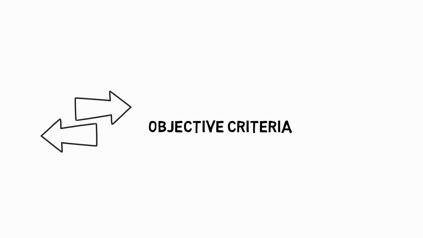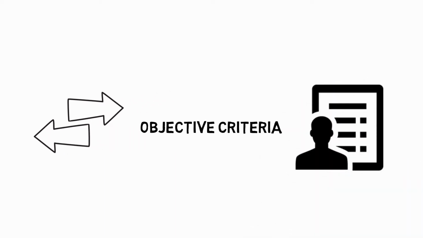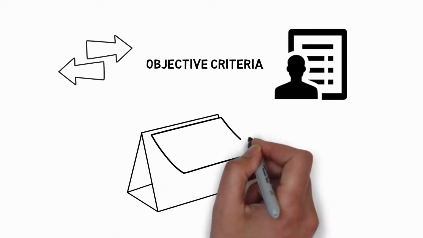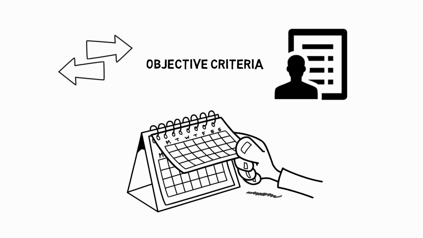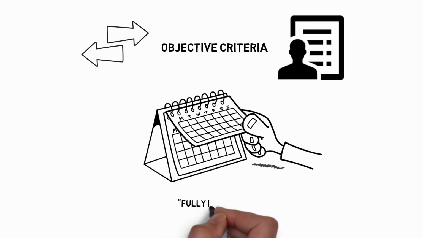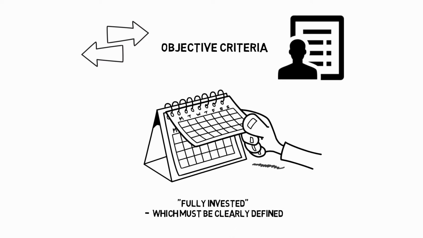For example, for new accounts that are getting ready for composite inclusion, firms typically either set a policy based on the amount of time passed since discretion was granted, or based on when the portfolio becomes fully invested, which must be clearly defined.